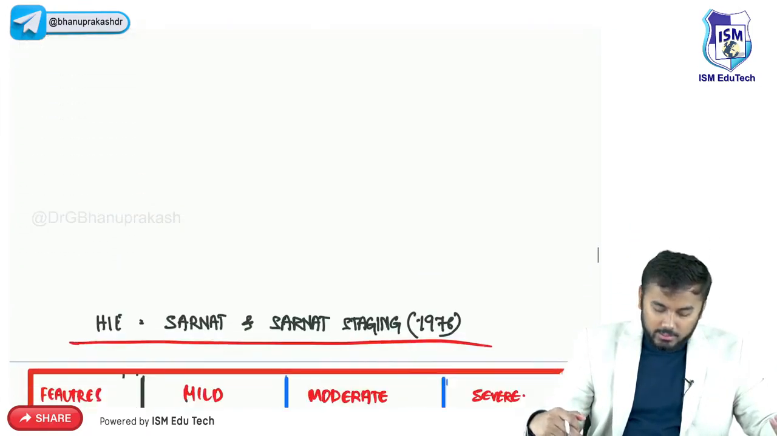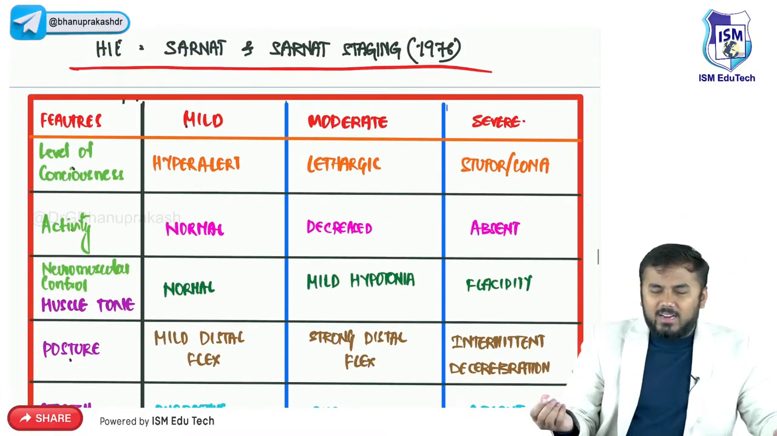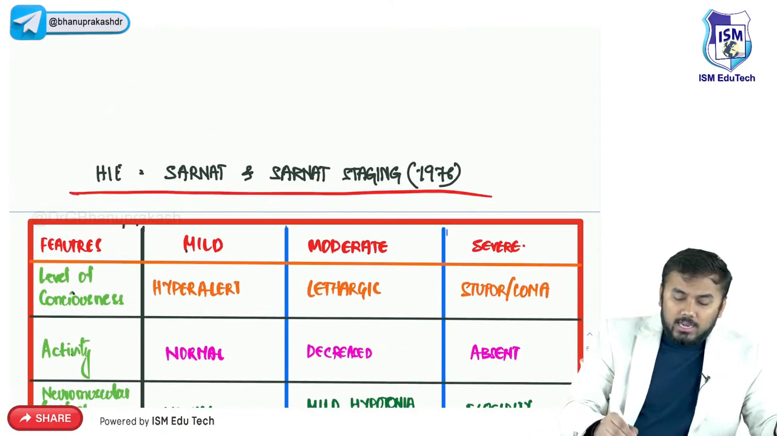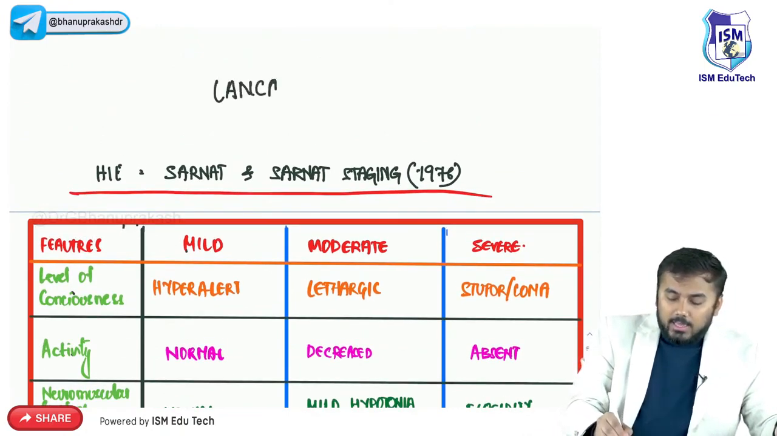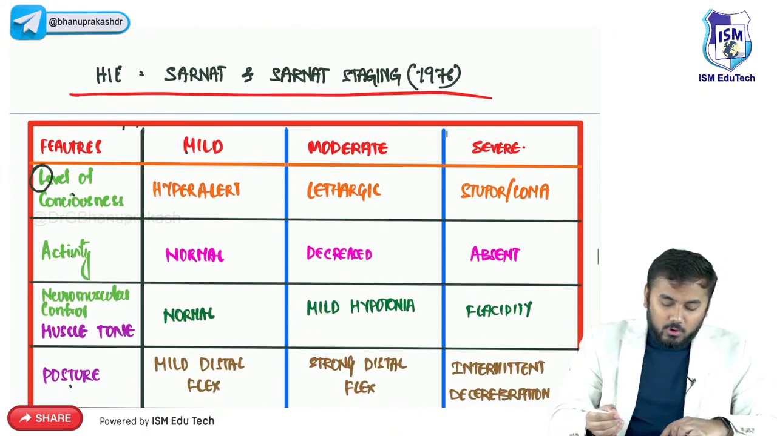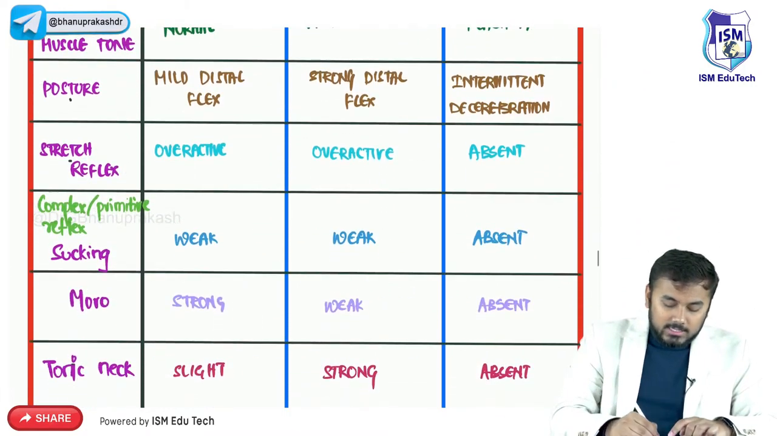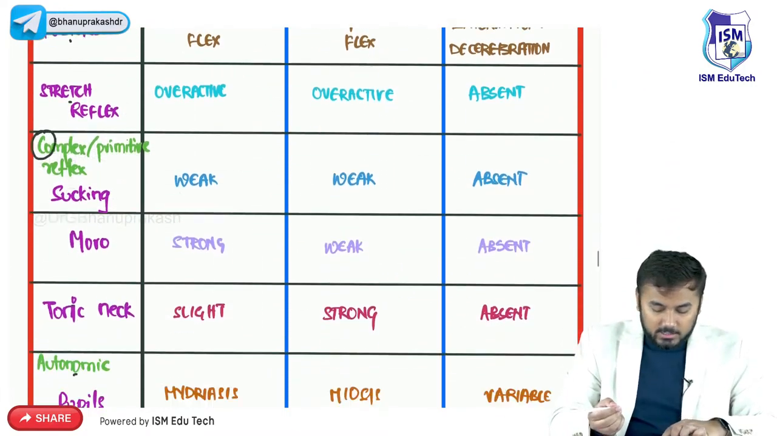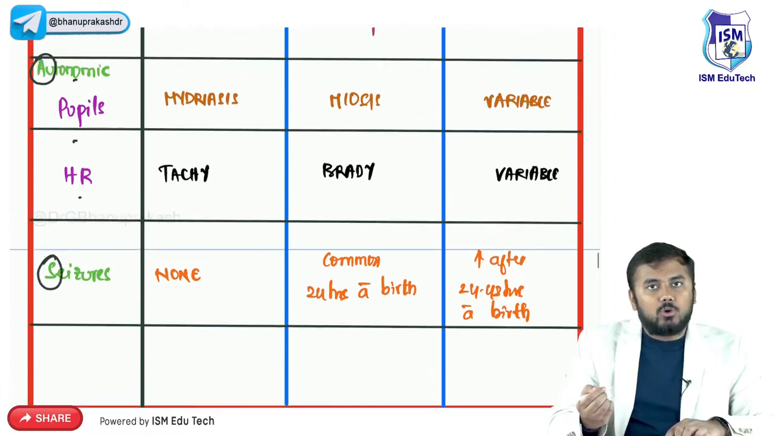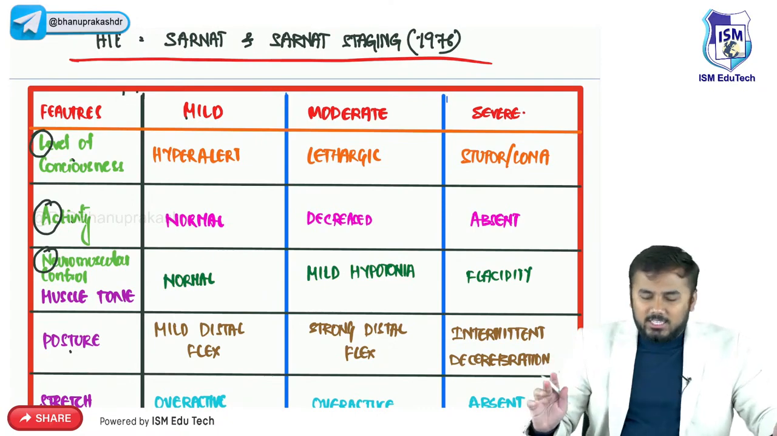All of you look here. This is the table. Nothing difficult, very easy. The features you see are LANCAS. What does LANCAS mean? L stands for level of consciousness, A stands for activity, N stands for neuromuscular control, C stands for complex reflex, A stands for autonomic, S stands for seizures. This is called LANCAS. In LANCAS, there are three grades: mild, moderate, severe.